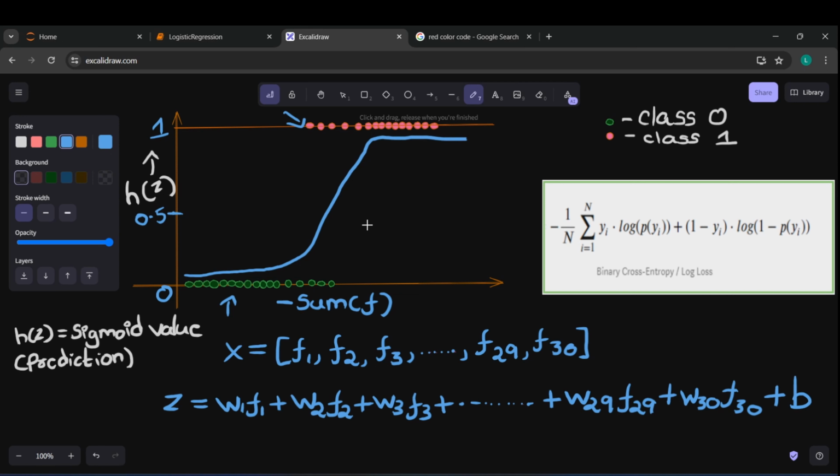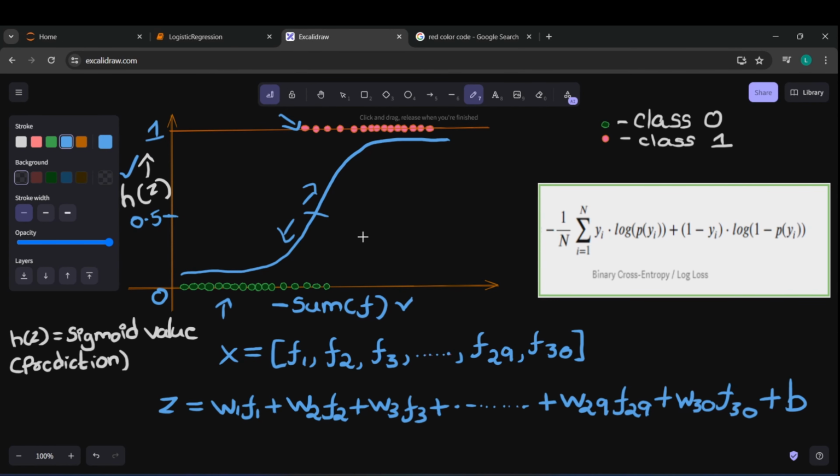Now this clearly shows the characteristics of a sigmoid curve, and if we are given the features of a tumor and we want to classify it as malignant or benign, all we have to do is calculate the negative value of the sum of the features and then calculate its sigmoid value. We will get a probability. If it is greater than 0.5, it belongs to malignant, and if it is less than 0.5, it belongs to benign. Now there is a problem here.